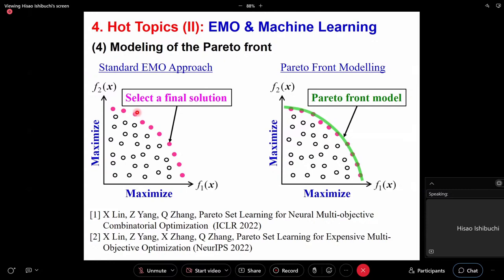Another direction is Pareto front modeling. In a standard MO approach, we show a number of solutions to the decision maker. In this figure, we show these pink solutions to the decision maker, and the decision maker selects a single solution from these pink solutions. But in a Pareto front modeling approach, first we create a Pareto front model as shown by this green curve.